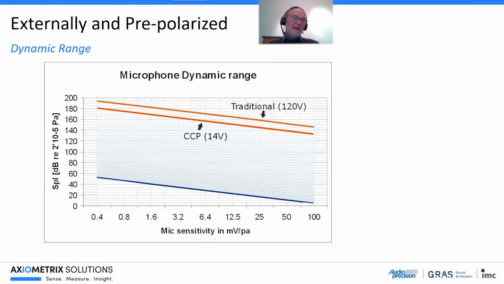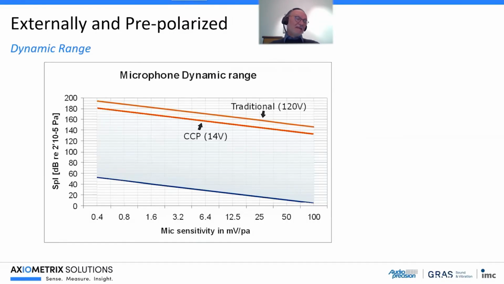If it is a traditional preamplifier, also called the LEMO type of preamplifier, then we can have up to 120 volt supply voltage. It means we can have a huge voltage swing of approximately half of the supply voltage. So it's about 50 to 60 volt peak voltage swing that we will see.